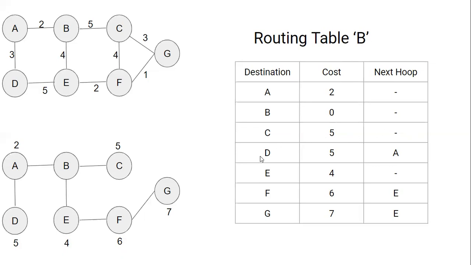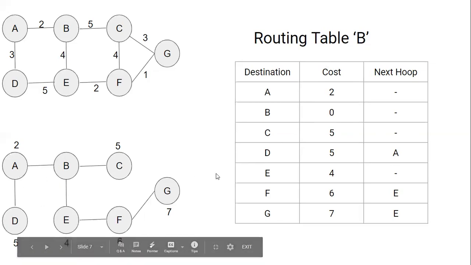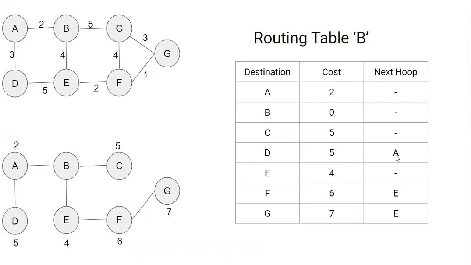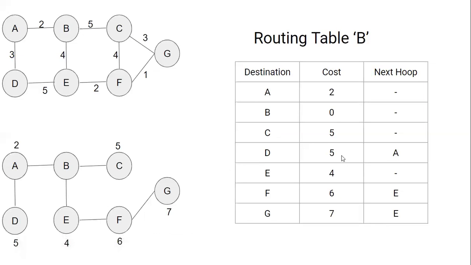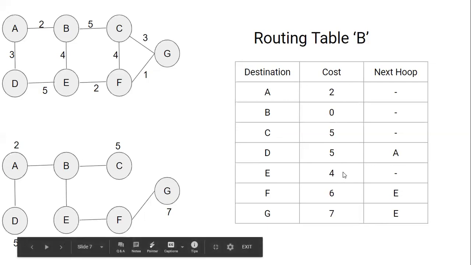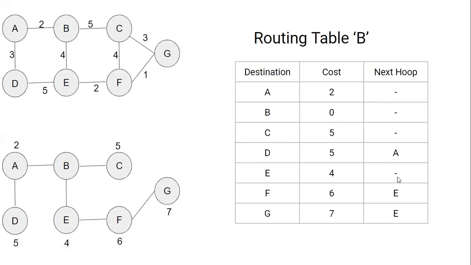Again now, B to D. B to D is traveling with A as the mediator now. I have written A as the next hop because the next node is A. And what is the value here? Total value for D is 5, so I have written 5 here. Now B to E. B to E is what? 4. Is there any mediator? No. No next hop is there, so I have written nothing here.